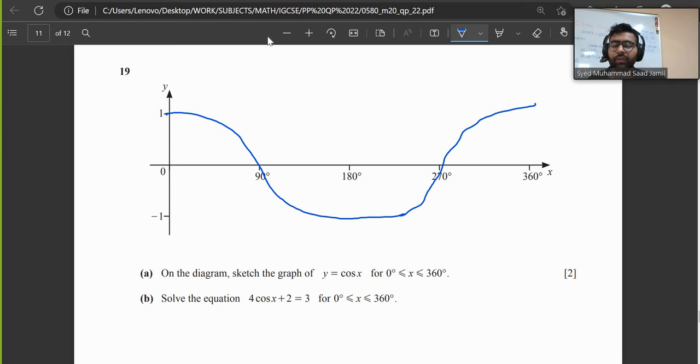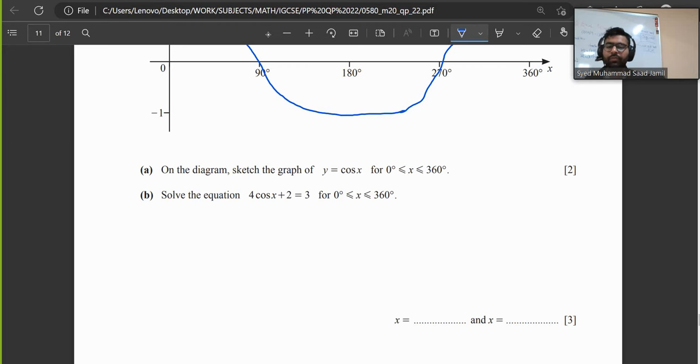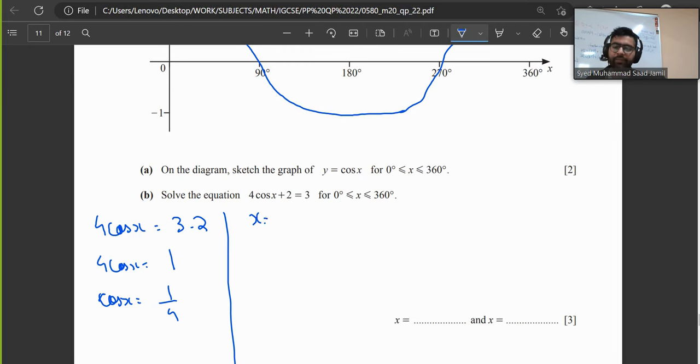Now it says solve the equation. So basically, what you're going to do, 4 cos x = 3 - 2. 4 cos x = 1. cos x = 1/4. x = cos inverse 1/4. Right. So when you do that, you basically get x = 75.5.